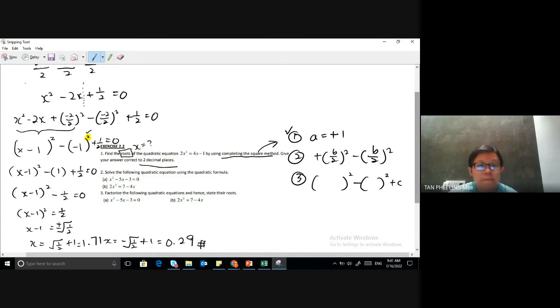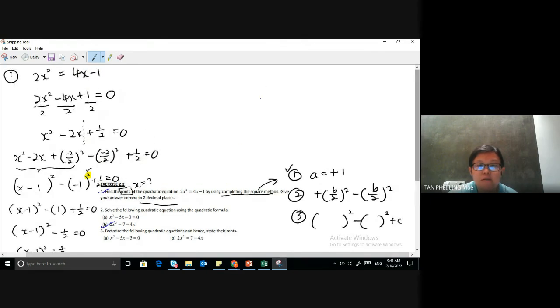Yes or no? Yes, so let's move on to the blue pen. I want to go on to 2B. So they want us to use the quadratic formula. So write down the question first, the safest way is to always do it like that. 2x squared equals 7 minus 4x. Then we change it to general form first: 2x squared plus 4x minus 7 equals 0. Then you have a equals 2, b equals 4, c equals negative 7.